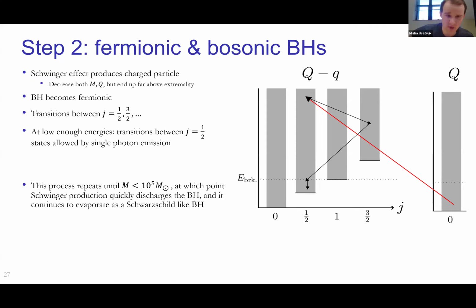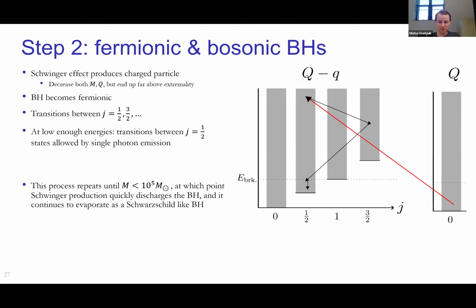So by emitting photons and gravitons, we again decay down, but now we end up in a state with spin half. And in a state with spin half, you can emit individual photons because 1/2 tensor 1 contains half. Okay, so in a fermionic black hole state, you can emit single photons. You're not dominated by diphoton transitions.